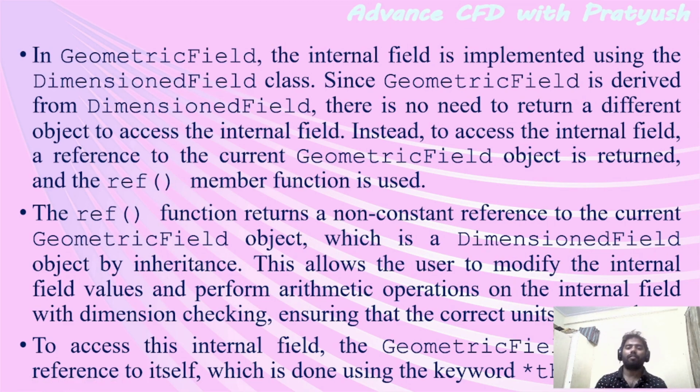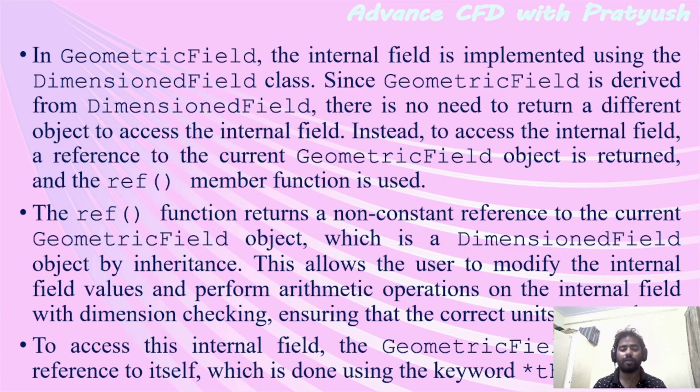Now, speaking of internal fields, the internal field is directly inherited in the geometric field because we are using the dimension field. The definition of the internal field has already been given in the dimension field. That is why there is no need to create a different object, like the boundary, to access the internal field. Here you can find a non-constant reference function similar to the boundary, that is ref, which is used to access the value of the internal field and to modify the internal field.